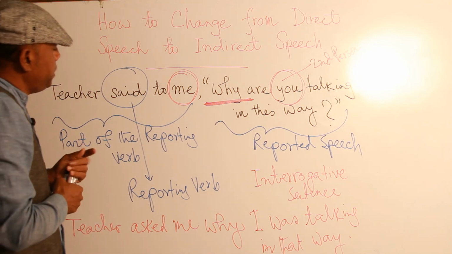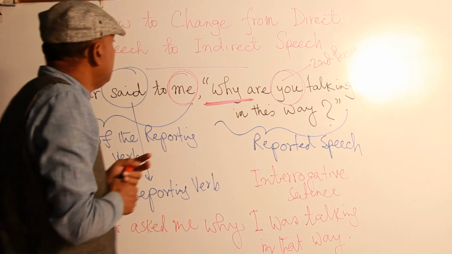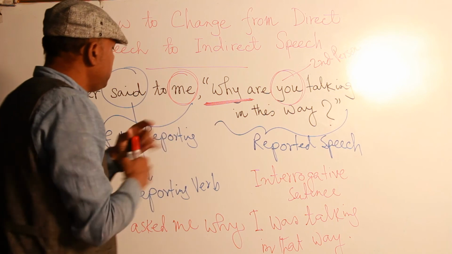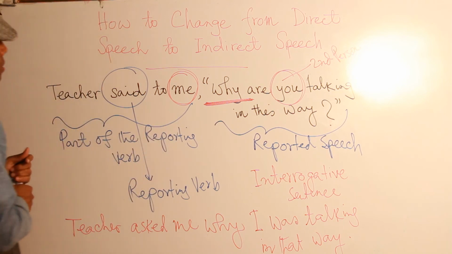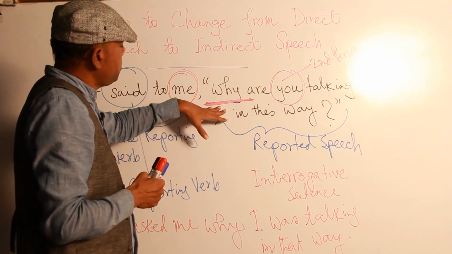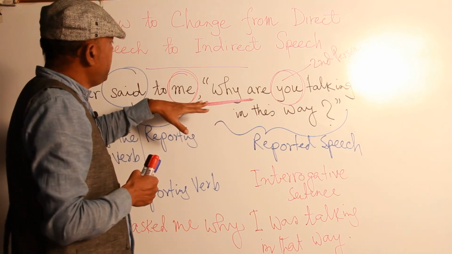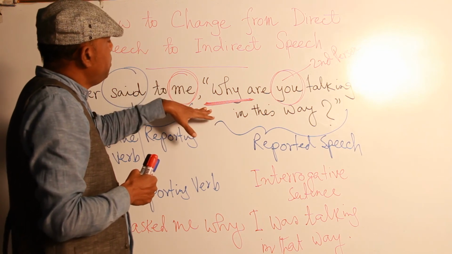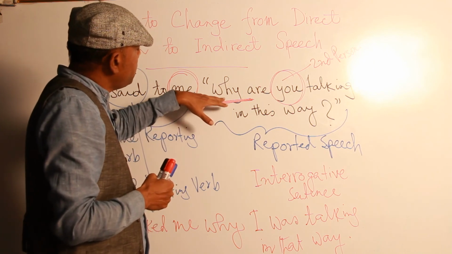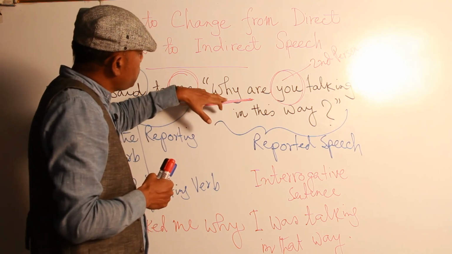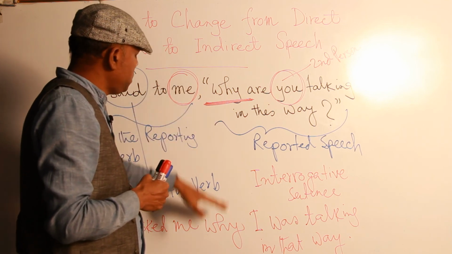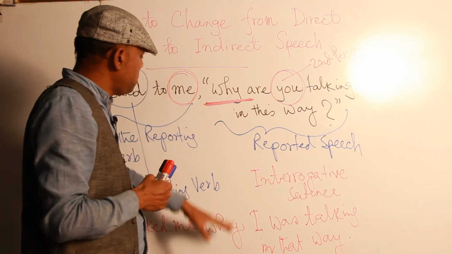Then step number 3, we need a conjunction to join the two parts. If the reported speech is an interrogative sentence, we can use if or whether. But if there is a WH question, we do not need if or whether. The WH word is the conjunction. So why is the conjunction here.